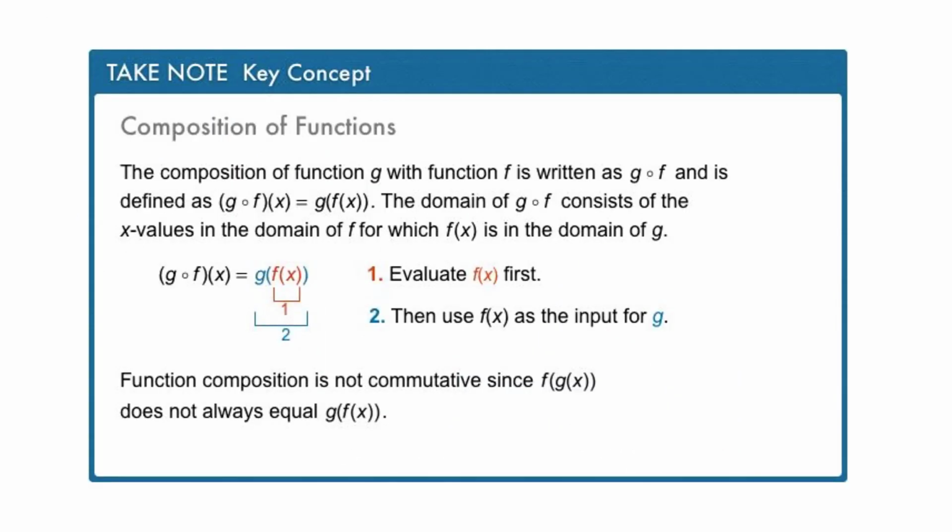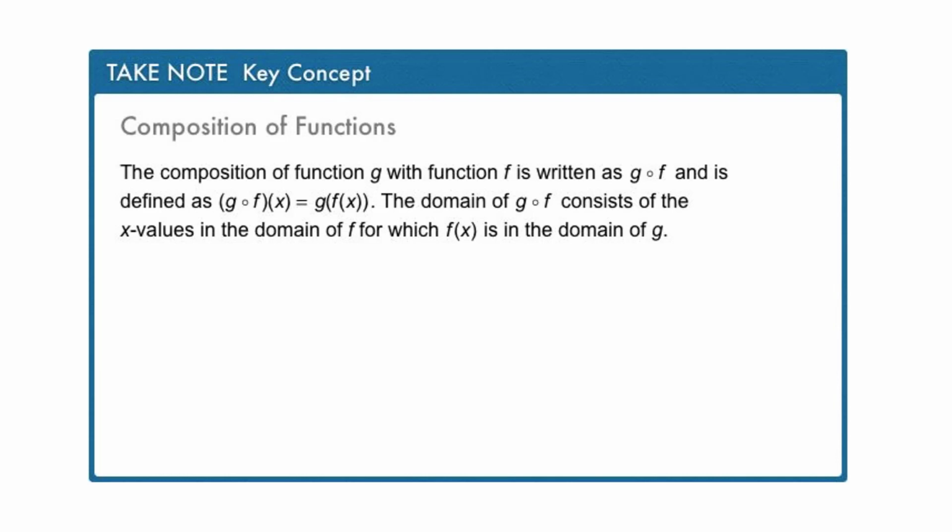Take note, key concept, composition of functions. The composition of function g with function f is written as g and this symbol, almost like a degree symbol, but rather than superscript at the midline, and is defined as g of f of x equals the function g of f of x. The domain of g of f consists of the x values in the domain of f for which f of x is in the domain of g.